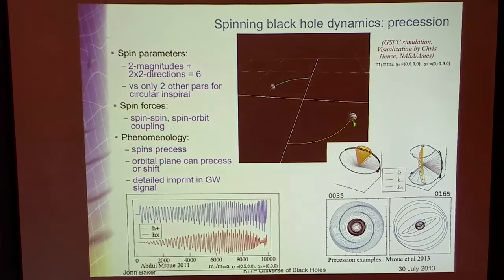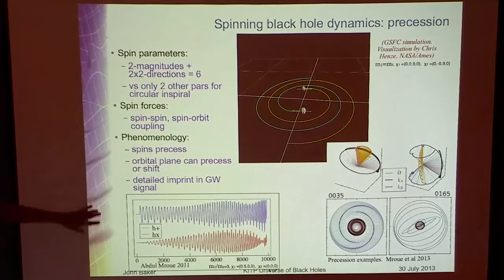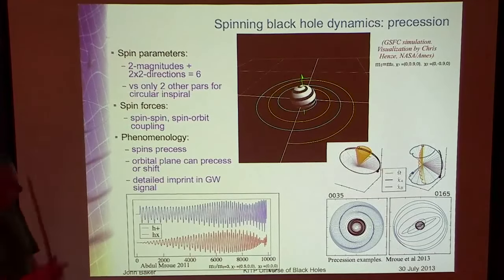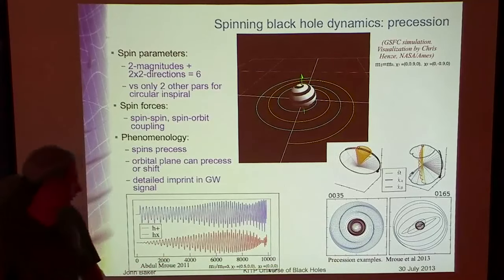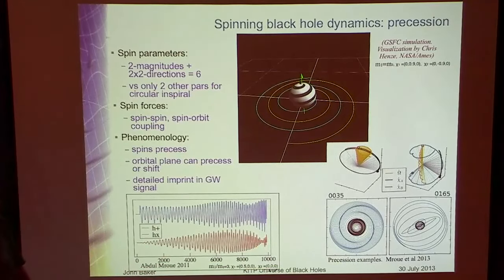If the spins are not exactly aligned or anti-aligned, then they can precess. Here's an example where you have the two black holes merging together with their spin vectors precessing around a little bit. In this case, the orbital plane is rigged up with enough symmetry so that the orbital plane is not precessing. But that is also a possibility. And here are some recent simulations that show some more interesting signals of precession.